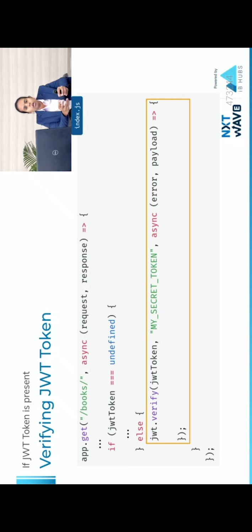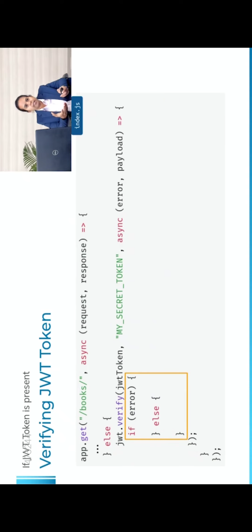Okay, so then the callback function will be called. Once this verification is done, the callback function will be called. So in case of error, the error will be passed as an argument. In case the verification is successful, that is the JWT token is valid, then the corresponding payload will be passed. Okay, clear? So this step is clear, right?